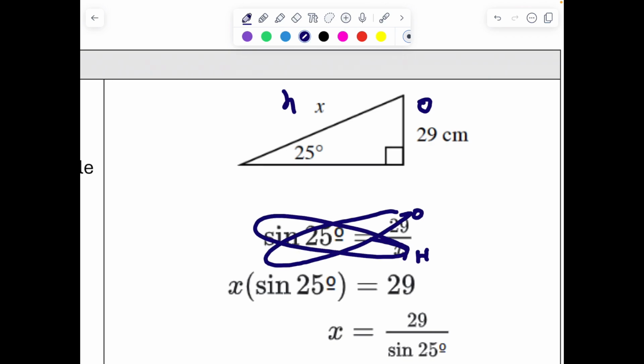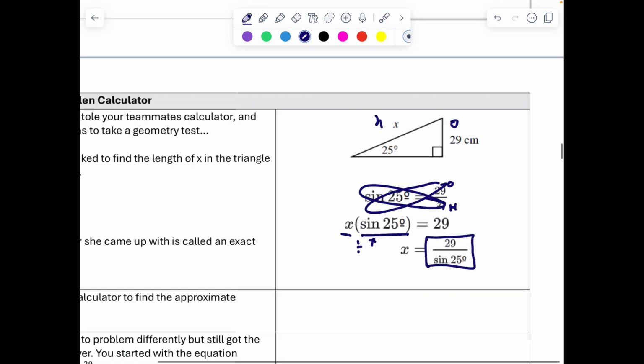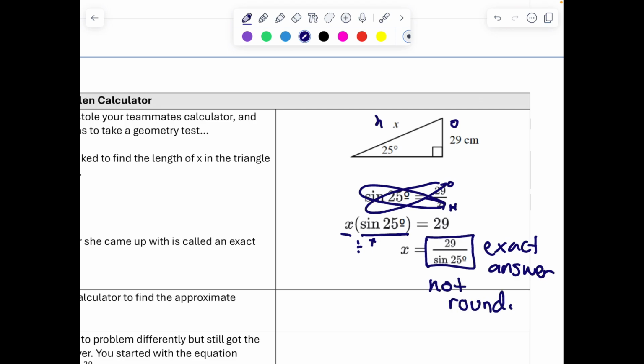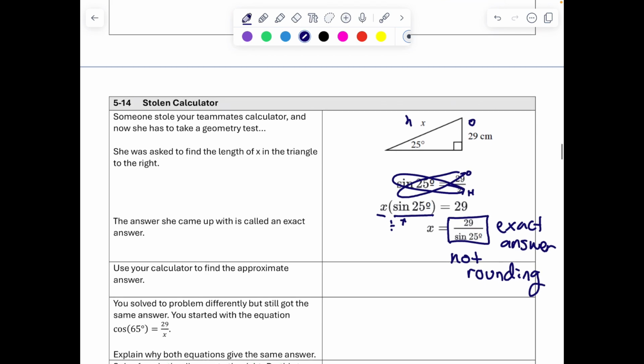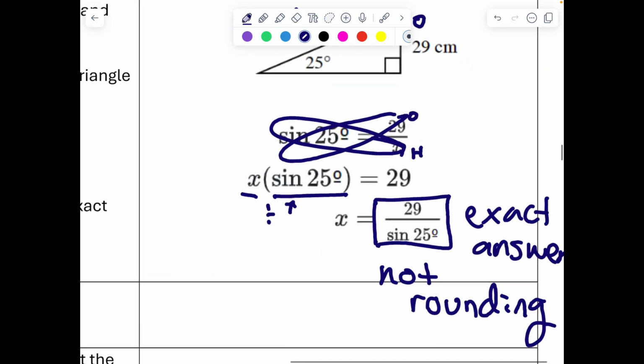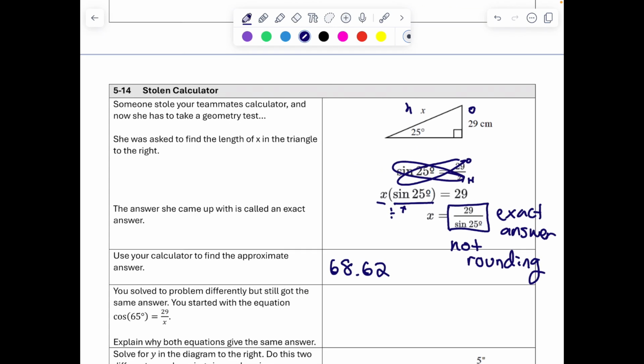When she cross-multiplied, she got x times the sine of 25 equals 29, and then divided both sides by the sine of 25. And because she didn't type this into her calculator, that is why it's an exact answer, because she was not rounding. Your calculator rounds this number for you, and then sometimes you round the number when you're asked to. Okay, so we're going to use our calculator to find that approximate answer. So I'm going to type in 29 divided by the sine of 25, and that gets me 68.62. And again, I'm rounding that.